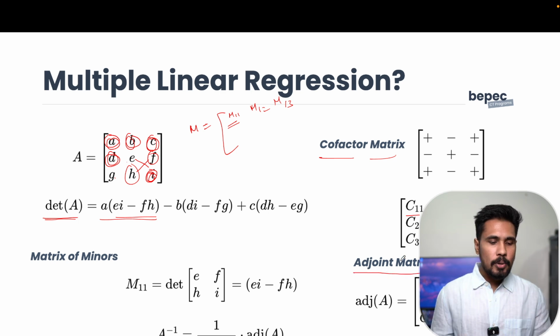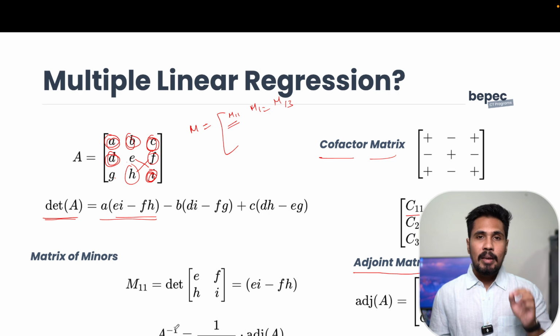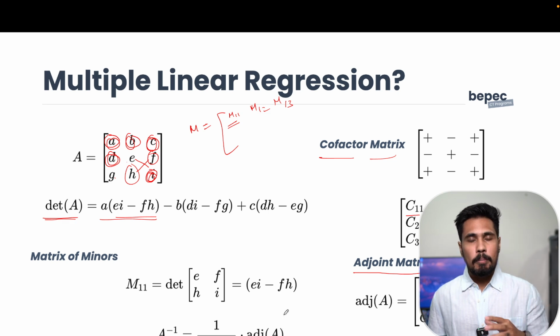After getting the adjoint matrix, you are able to identify the inverse matrix. So how exactly do you calculate the inverse matrix? In simple terms, 1 by det of A into adjoint of A. By doing it, you are able to get a 3 by 3 inverse matrix.